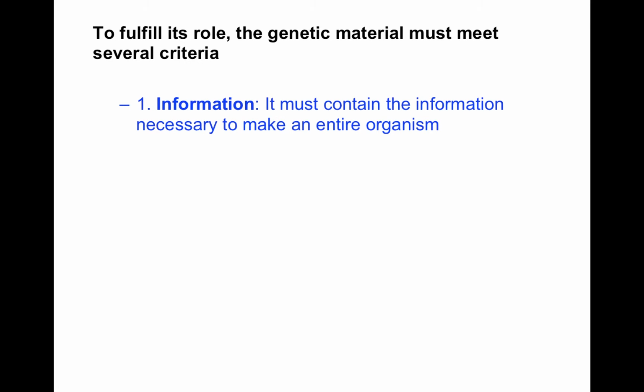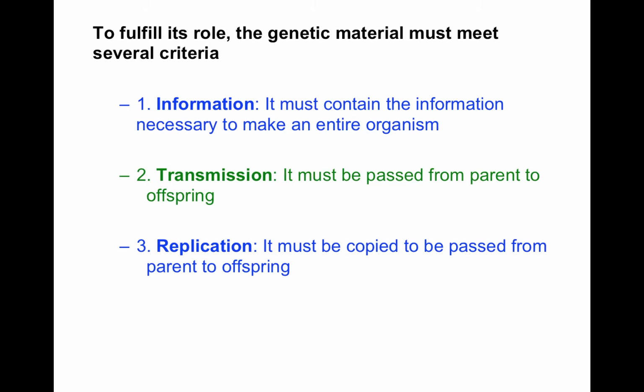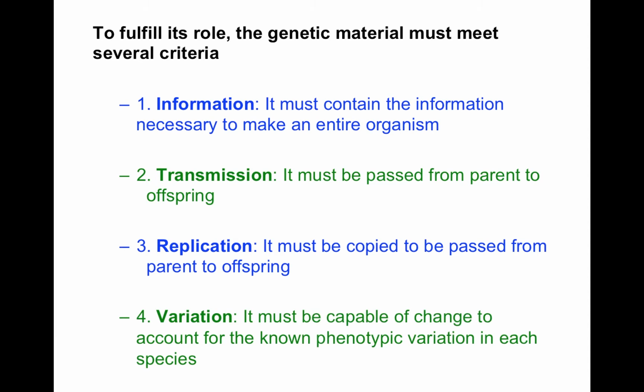Genetic material must be able to store information, a lot of information, enough information to make an entire organism. It has to be able to be transmitted, passed on from parent to offspring. It has to be able to be replicated, also so that it can be passed on from parent to offspring. And it also must be able to account for variation.